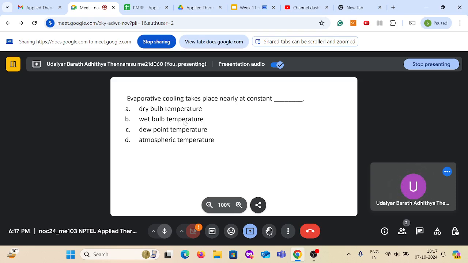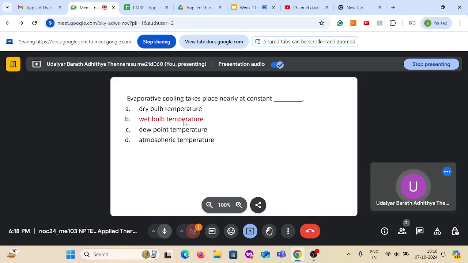Next is, evaporative cooling takes place nearly at constant dash. A, dry bulb temperature, B, wet bulb temperature, C, dew point temperature, D, atmospheric temperature. So the answer is option B, wet bulb temperature.